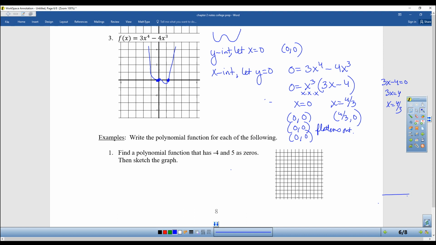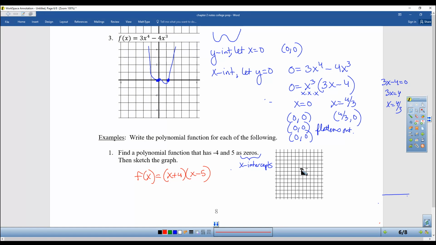We are going to write the polynomial functions for each of the following, and then we'll sketch the graph. So find a polynomial function that has -4 and 5 as zeros, which is just another word for x-intercepts. So now you're working backwards. You're saying, well, if -4 and 5 are zeros, then the factors must have been x plus 4 and x minus 5. So it's the same problem, just backwards. We're just going to start mixing it up.